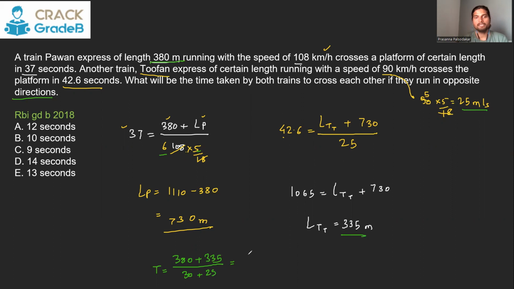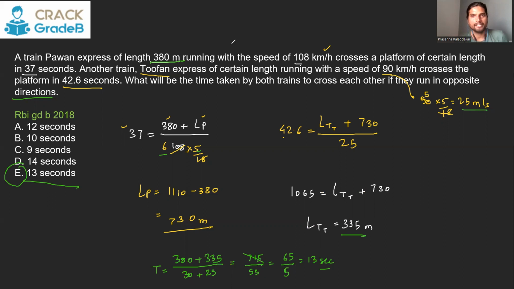So basically it is going to be 715 upon 55. Both are multiples of 11. So 11's 65 times, 11's 5 times, 65 by 5 means 13 seconds. The answer here is going to be 13 seconds. Easy.